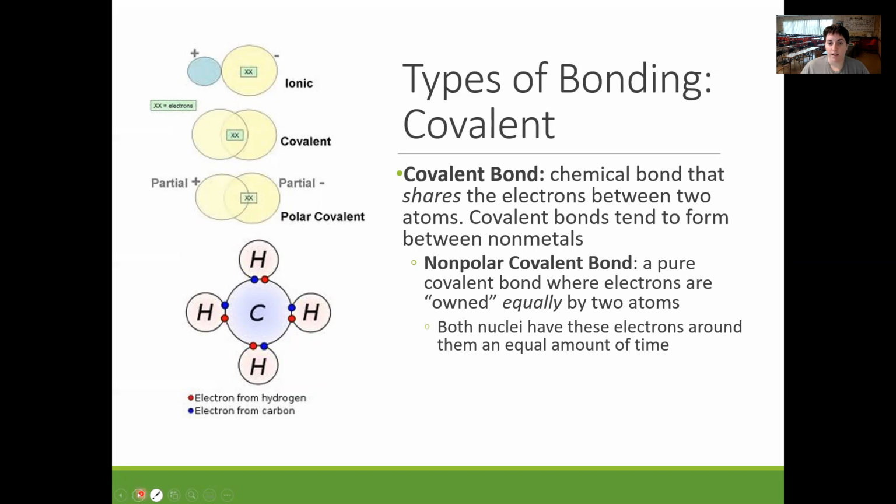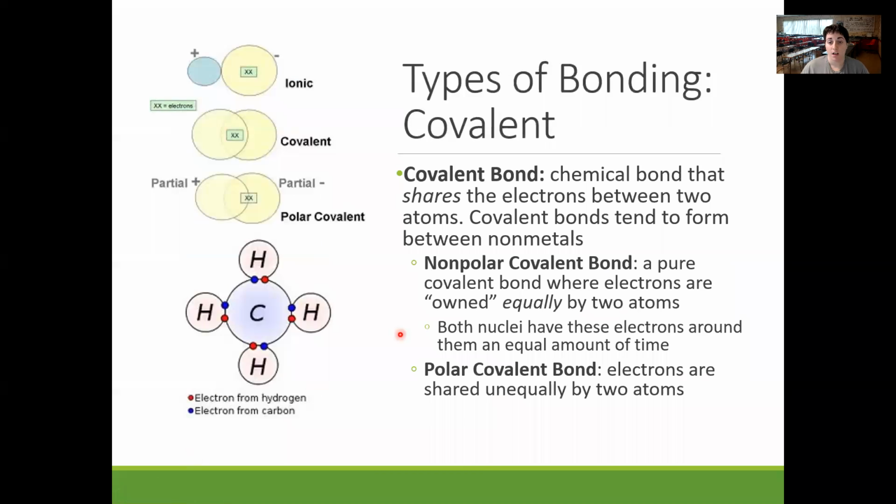Covalent bonding, remember, means we're sharing electrons. So covalent bonds are the chemical bond that shares the electrons between 2 atoms. And covalent bonds tend to form between non-metals. So anytime you have 2 non-metals bonded together, it is most likely a covalent bond. Now, it could either be non-polar covalent or polar covalent, depending on that electronegativity difference.